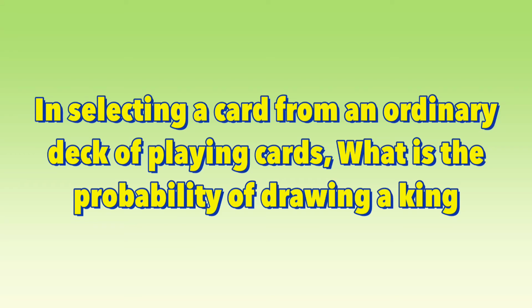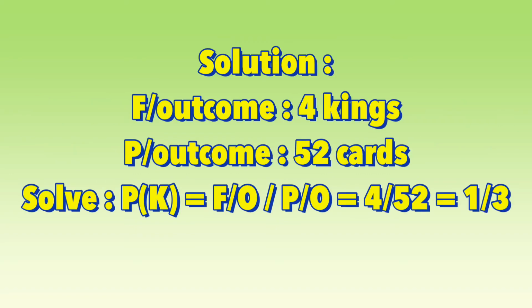Okay, next problem, number 7. In selecting a card from an ordinary deck of playing cards, what is the probability of drawing a king? This problem is asking for the probability of drawing a king. Remember, in one ordinary deck of cards, we have 52 cards. So this will be our number of possible outcomes, 52 cards.